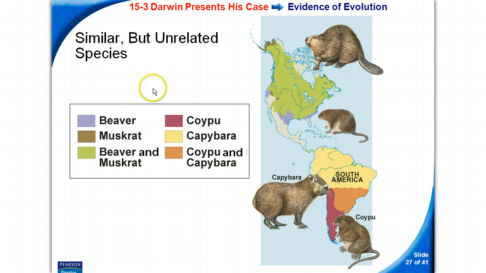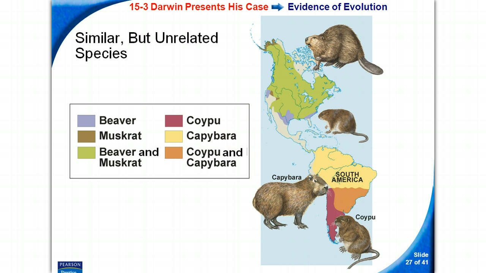Similar but unrelated species. Okay, you can look at them. We've got the beaver, the muskrat, the coipu, and the capybara. Now, these are found in South America. So you see the coipu, which I think has actually made it into the Everglades right now and is destroying South Florida, so they hunt them to get them out.